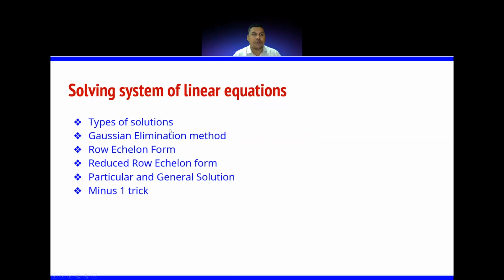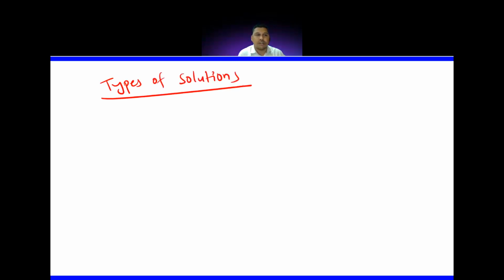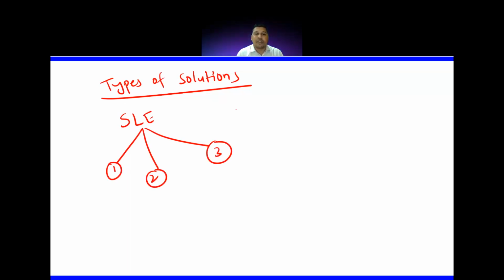So, types of solutions. When you are given a system of linear equations, there are three possibilities. The first one, you're getting a unique solution. Unique solution means that for the given data, you are able to find single values of A, B, and C. This is what we actually want.